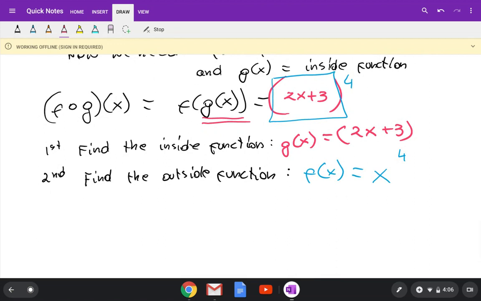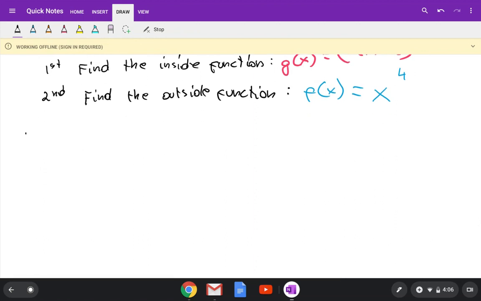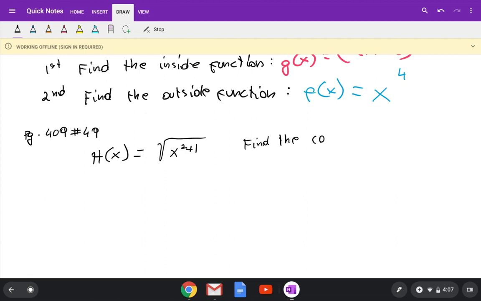So let's practice a little more, 2 more examples, and we're done. So the same idea. I'm using the example from the textbook. This is page 409, number 49. They give you the composition h of x, which is equal to the square root of x squared plus 1. And they ask you to find the components, which means find f of x and the g of x. Okay, so we need to find those two equations.